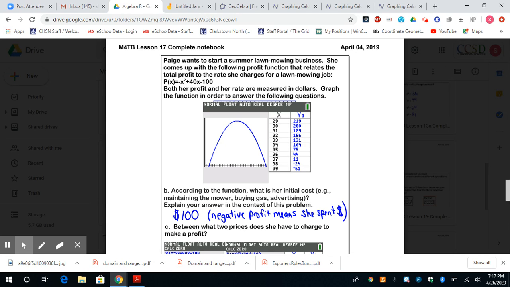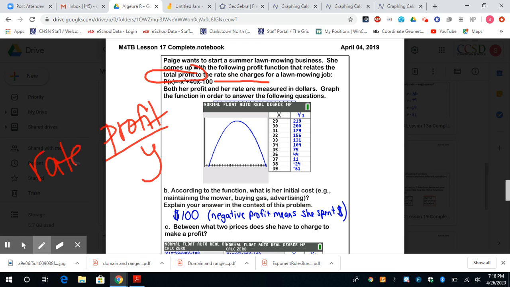So again, this is a little bit harder because they're both talking about money. So one part of dollars or money is the total profit that she's going to get. And the other dollars is the rate she charges. So profit in this case is going to be our Y. And the rate that she's charging is her X. So whatever the rate she charges will determine her profit, which makes sense, right?